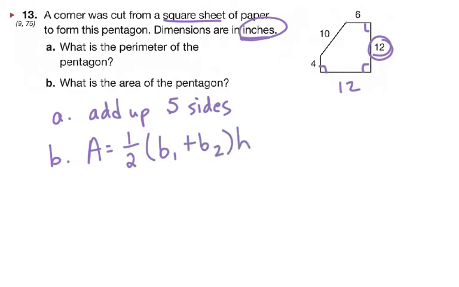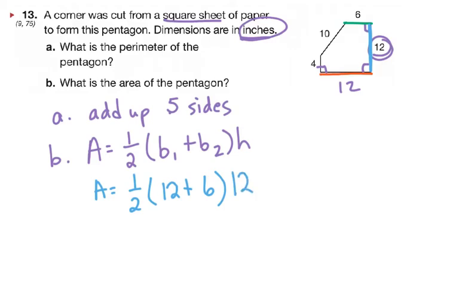Okay, so we're going to do base 1 is 4. No, you want to do base 1 is 12? That's fine. We can do base 1 is 12. Okay, so base 1 is 12, and base 2 is 6. And then our height, if we do it that way, our height is this one right here. It's 12. So you should have written A equals 1/2 of base 1, which is 12, plus base 2, which is 6, times 12, which is the height.